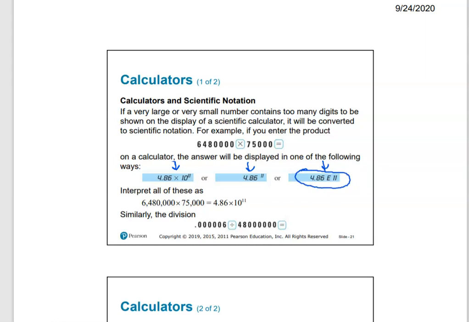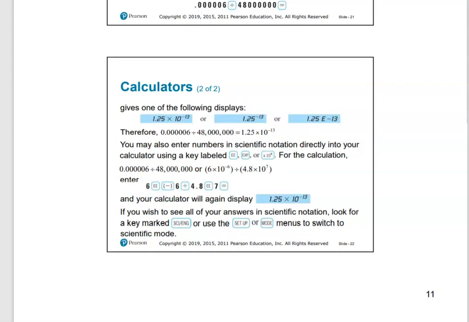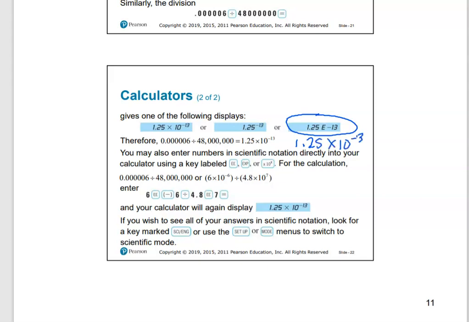In the division, 0.000006 divided by, I think that is 48 million, right? It's going to give one of these answers: 1.25 times 10 to the negative 13th, 1.25 negative 13th, 1.25 E negative 13th, which is the one our calculator says. But every single one of those means 1.25 times 10 to the negative 13th.